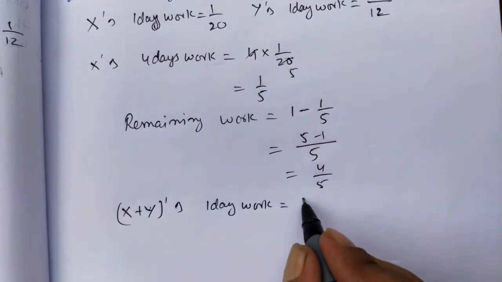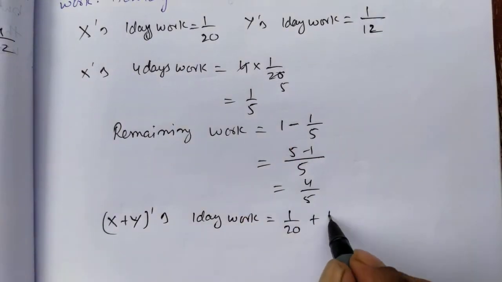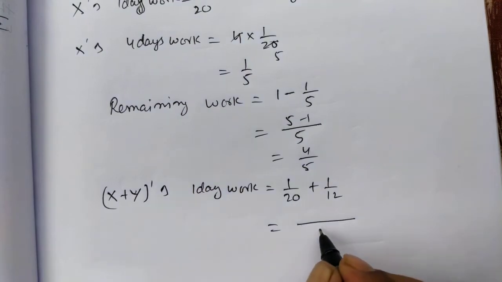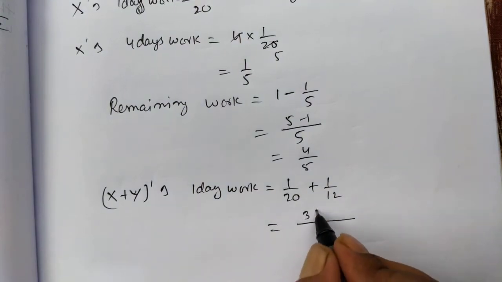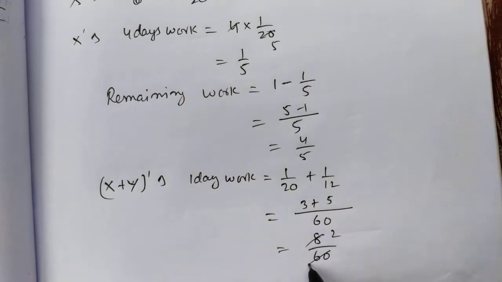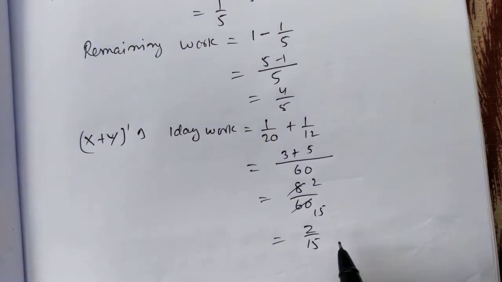So X is doing 1/20. 1 day work is 1/20, and Y's 1 day work is 1/12. Do the LCM. 60 is the LCM. 3 times 12, 5 times 8/60. We can cancel by 4. 2/15.